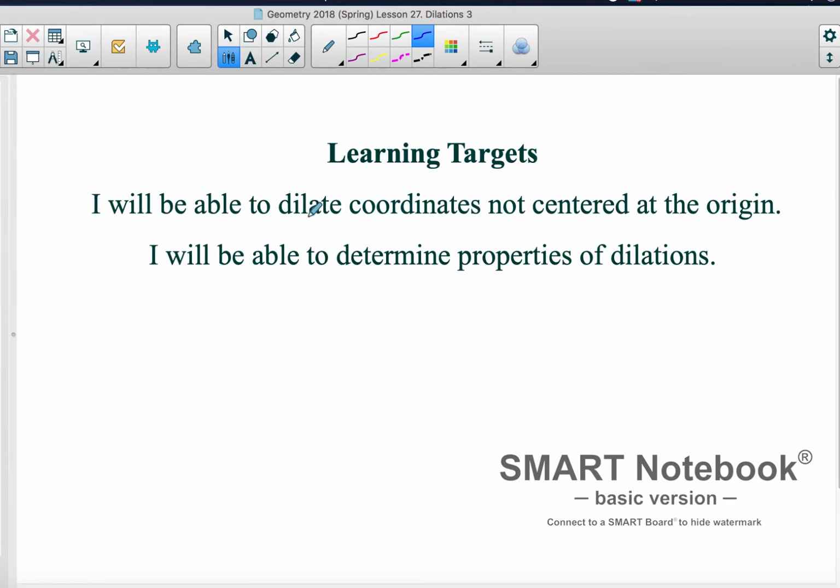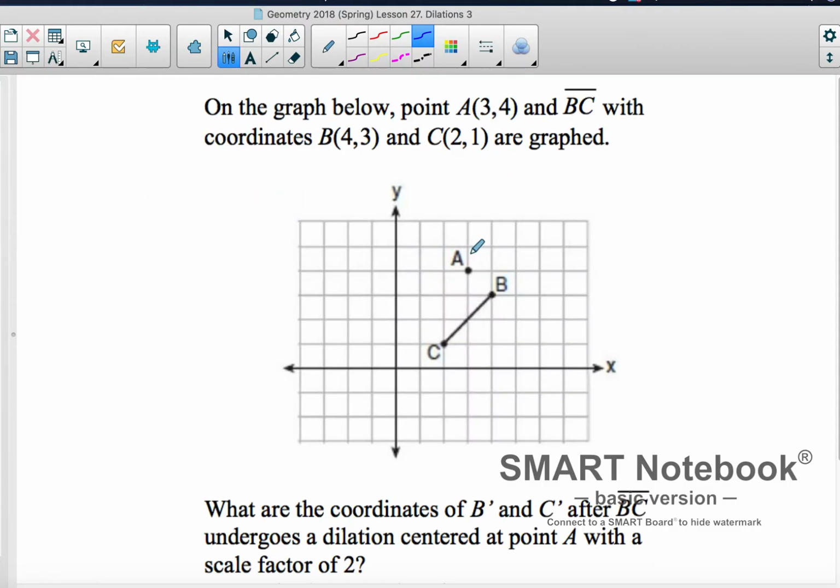And then the learning targets, we're still going to be able to dilate coordinates, but this time they're not going to be centered at the origin. They're going to be away from the origin. So I'll be able to determine properties of dilations, but specifically not centered at the origin today. Okay, so let's take a look at this first one.